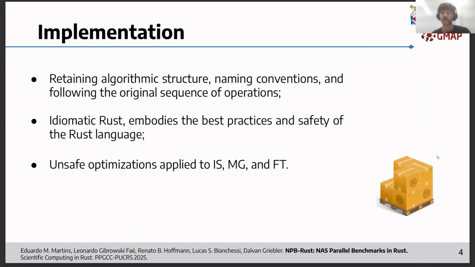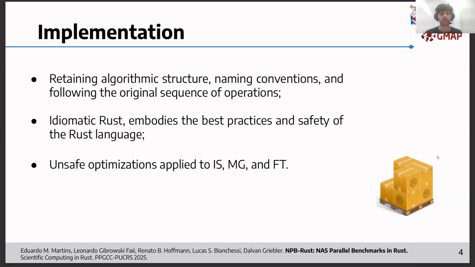Regarding the implementation of these applications, we use the C++ code as the baseline for the porting process. We have two main design principles that we followed. That was basically retaining the algorithmic structure and following the original sequence of operations, in a way that we can have a fair comparison at the end. And also we tried our best to embody the best practices of the Rust language and programming in idiomatic Rust code.